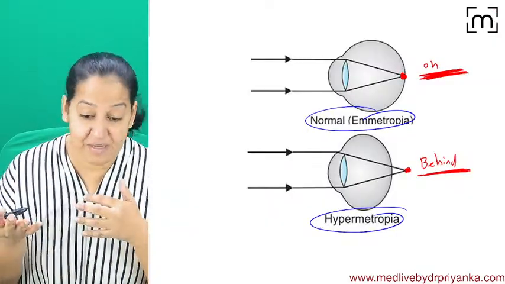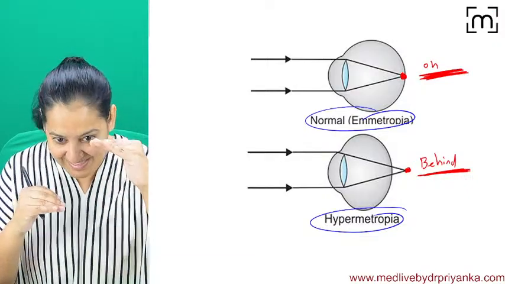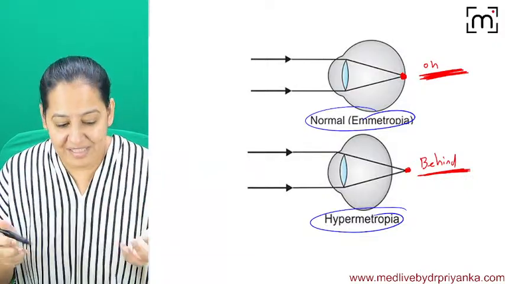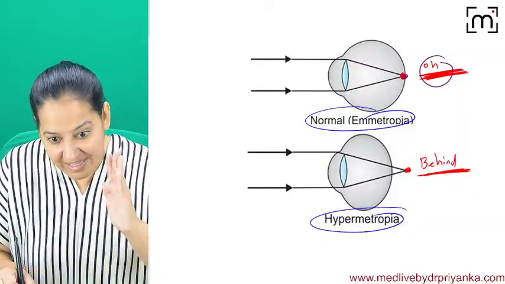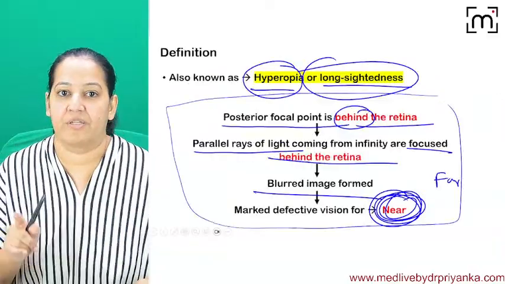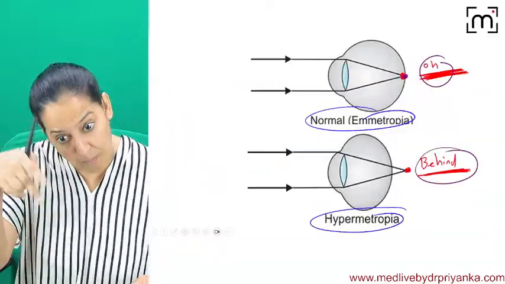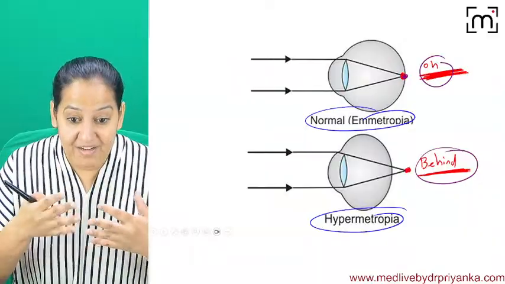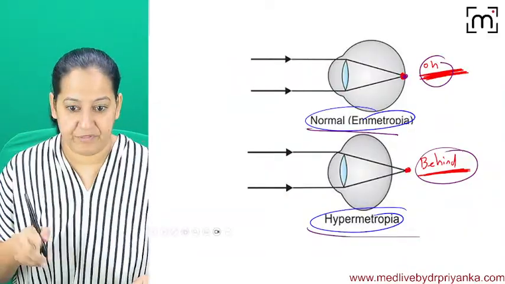And for your image-based MCQs, you can solve it. Yes or no? You can see the difference between the two diagrams. So where is the focal point? Focal point normally is on the retina and here the focal point is shifted behind the retina. So that is the definition. Rather than drawing this diagram alone, draw both together so that the examiner understands the difference between normal versus hypermetropia.